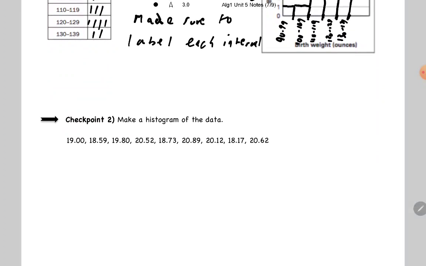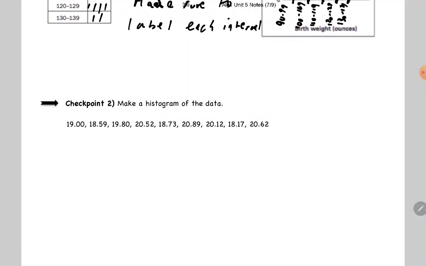Alright, let's make another one. Alright, here we go. Make a histogram of the data. So this time we don't have a graph. So we're going to look at our numbers here, and we're going to make an interval, or intervals. Okay, interval and frequency. Okay.